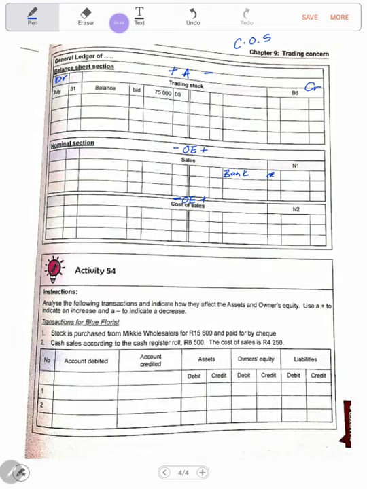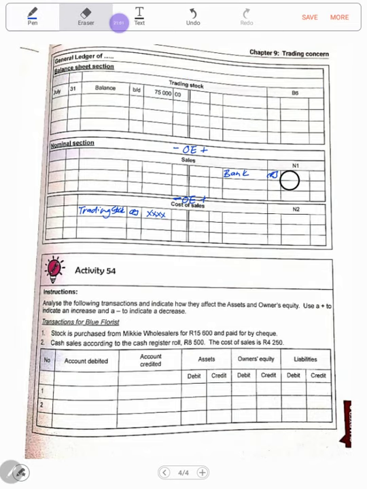Your details will be bank because it was cash that was received. Which journal did we take it from? The CRJ, and the amount that you get. Again, cost of sales, your details will be trading stock because we sold trading stock. We took it from the CRJ, and you will give me the total amount that you worked out.